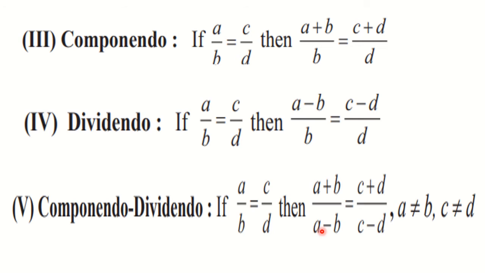The condition is that a is not equal to b and c is not equal to d. Because if a is equal to b or c is equal to d, then the denominator is going to become 0, which is not allowed. You know that 0 cannot appear in the denominator. It is meaningless; we cannot divide any number by 0. So this condition is important. These are called the 5 operations on equal ratios, or 5 properties on equal ratios.